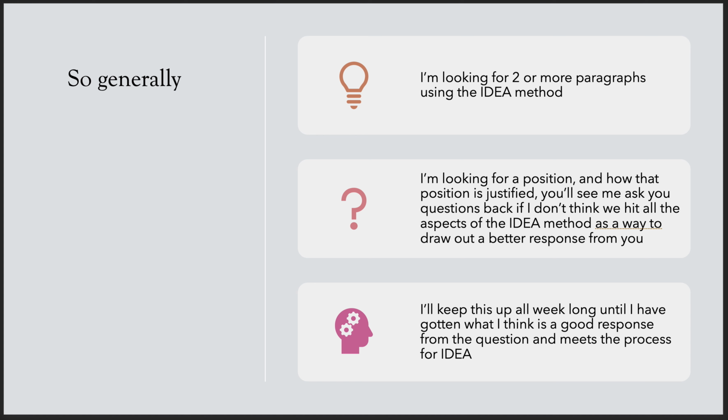And I don't get that every week, and that's okay. I'm looking for a position, and I'm looking to see how that position is justified. You'll see me ask questions back, and I will try to get out of you everything that I want from that IDEA method as a way to draw out a better response from you.